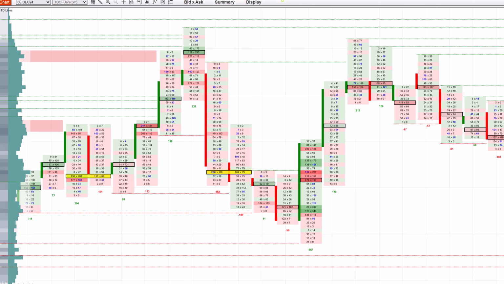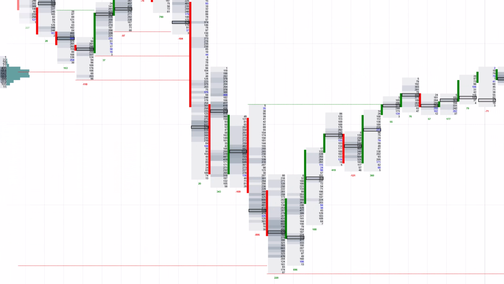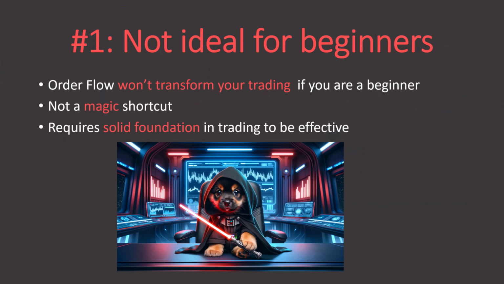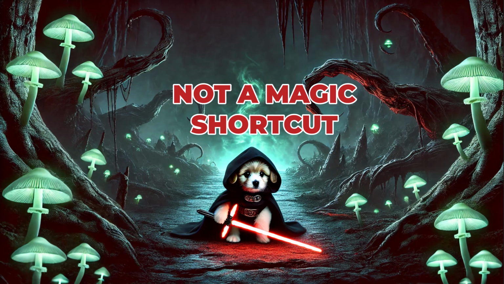You can think of it as if you are trying to read an advanced scientific paper without understanding the basics. It would just be confusing and not productive. So don't take me wrong, order flow is a great tool, but it is best used when you already understand the market and know what you want to look for. It's not a magic shortcut, but an advanced technique that requires a solid foundation.